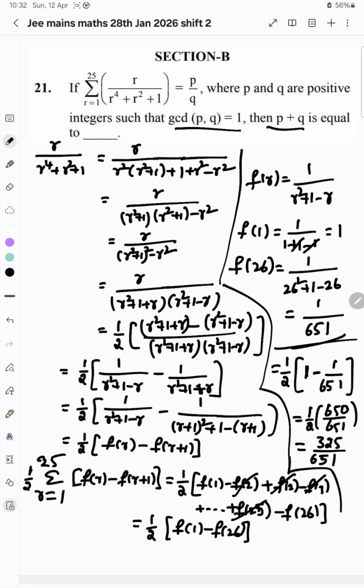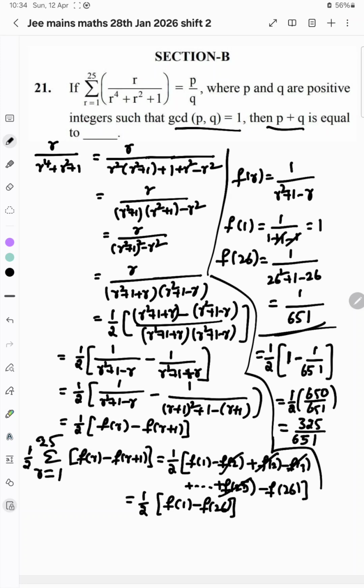Okay, now we only have to check the least form. Is any cancellation possible? Logically we can say the GCD is 1 only, because 650 and 651 are consecutive numbers, no? So in this half only, definitely these two are co-prime numbers. Now the sum of these two is our answer, right? So 325 plus 651, 976 we will get. Okay, so our final answer is 976.